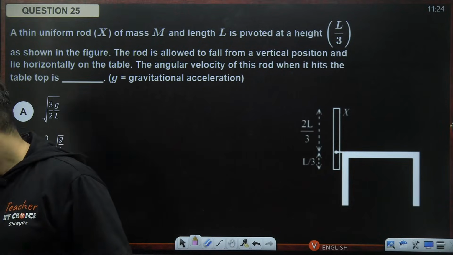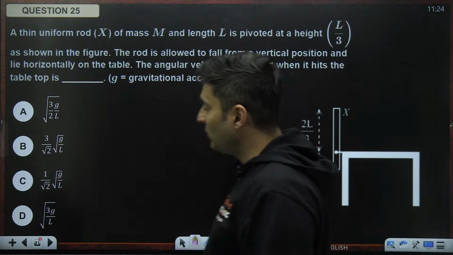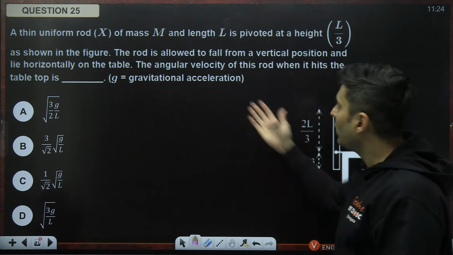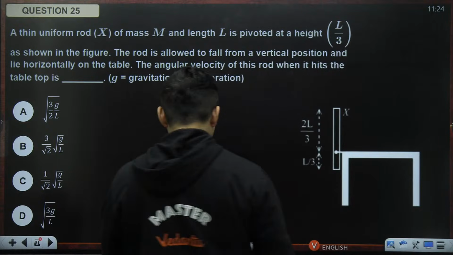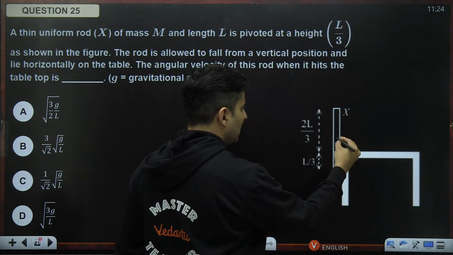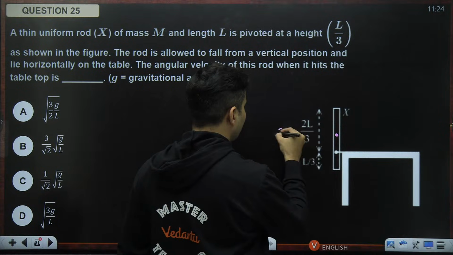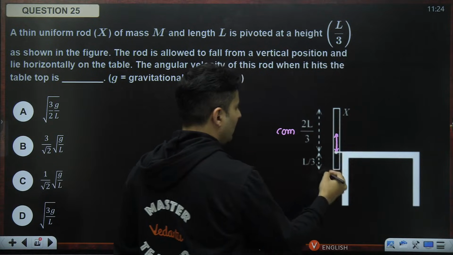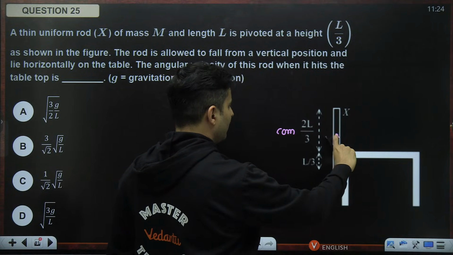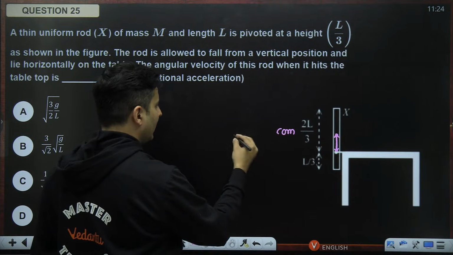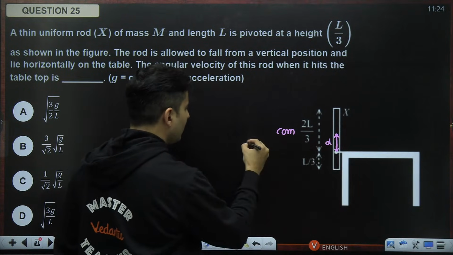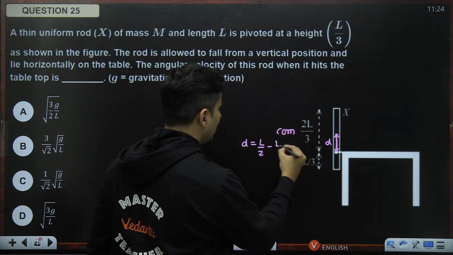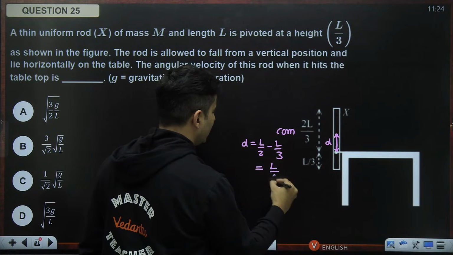Very good question, guys. This was on rotational motion, where there is a rod which is hinged over here. It is left, it falls down. The question is, what is the angular velocity? First things first, where is the center of mass? It will be somewhere here. But how far is it? Because this is L by 3, this will be L by 2. So that distance, if I call it D, it will be nothing but L by 2 minus L by 3. So that will be L by 6.